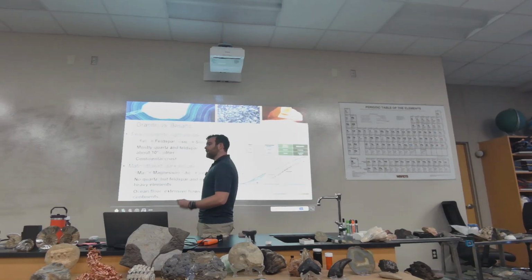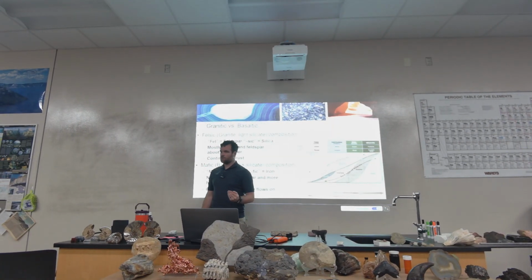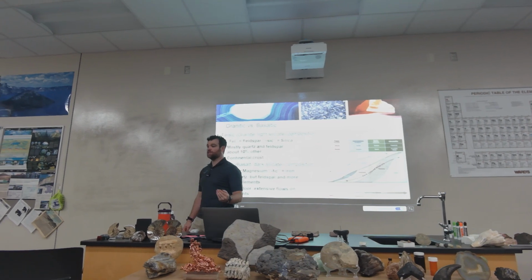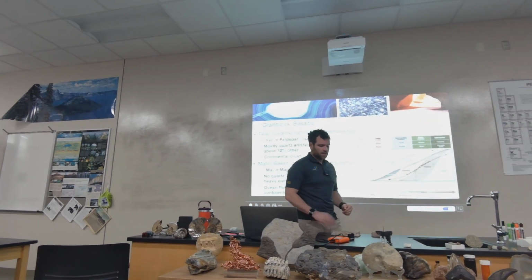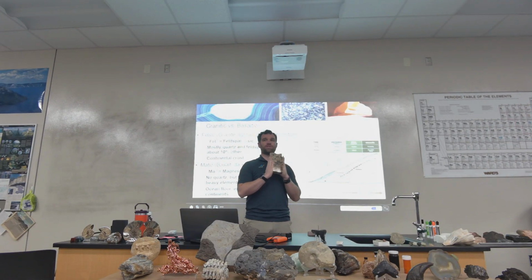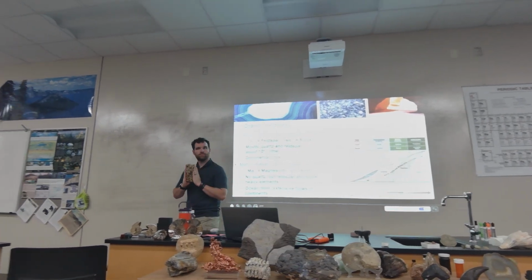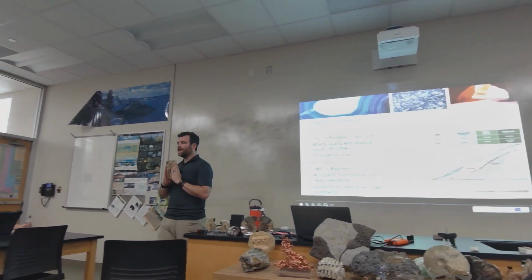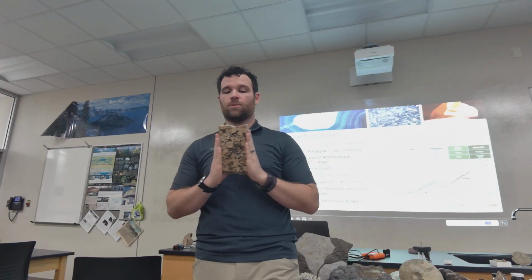So felsic igneous rocks are those that contain a very low percentage of ferromagnesian, dark silicates, and a very high percentage of non-ferromagnesian, light silicates. Perfect example is right here in front of me. Do you know what this is? Anyone want to take a stab? Granite? This is granite. Okay? Granite is a felsic igneous rock. Mostly feldspar and quartz, with a few dark silicates in there, which you can see.